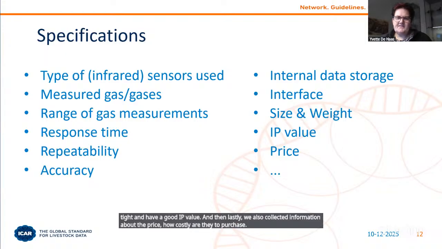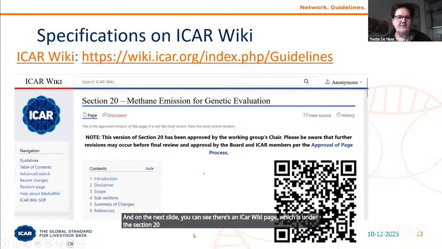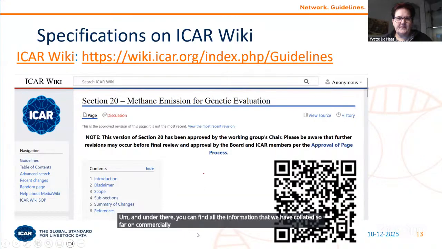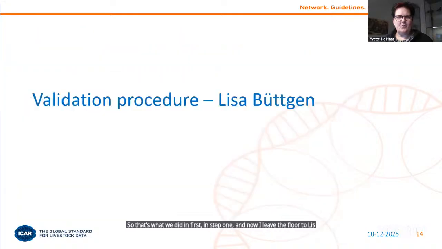And then on the next slide, you can see there's an ICAR wiki page, under section 20 on methane emissions and genetic evaluation. Under there, you can find all the information that we have collated so far on commercially available sniffers, with all the specifications given by the manufacturer. So all that information is there as well. That's what we did in step 1, and now I leave the floor to Lisa to explain more about the other steps.